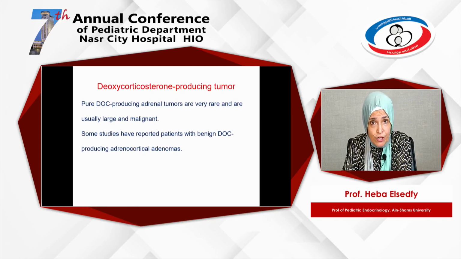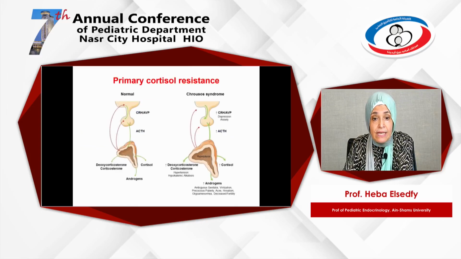Deoxycorticosterone-producing tumors are usually large and malignant. However, there are case reports of benign adenomas producing deoxycorticosterone. In primary cortisol resistance, the glucocorticoid receptor is defective. So there is failure of negative feedback inhibition of both the pituitary and the hypothalamus, and ACTH is produced in excessive amounts, resulting in excessive production of cortisol. However, we will have no manifestations of Cushing syndrome because the glucocorticoid receptor is defective. The excessive production of androgens will result in ambiguous genitalia, virilization, hirsutism, and so on.